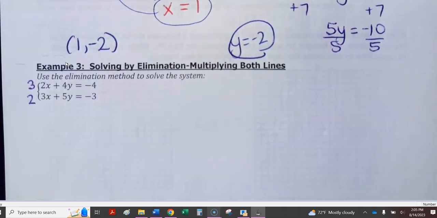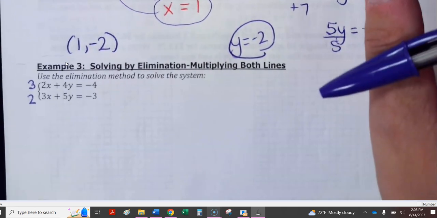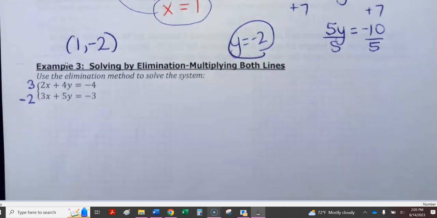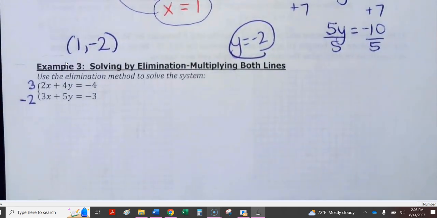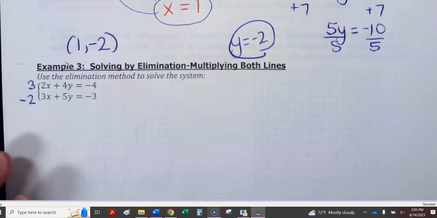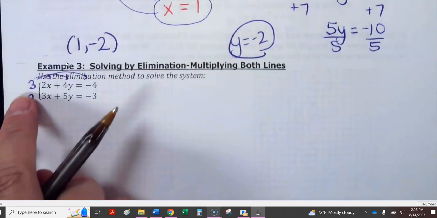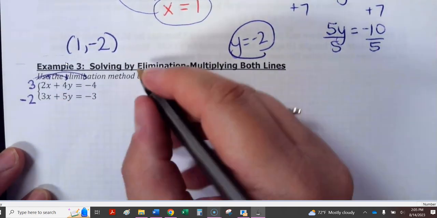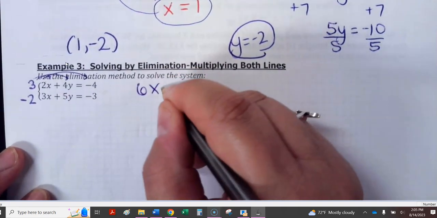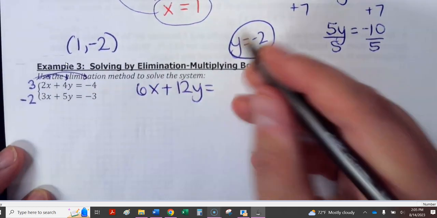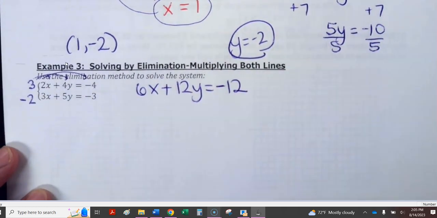Now, doesn't matter which one, but I want to create opposite coefficients, so one's positive, one's negative. I'm just going to run a negative with the 2. That way I'll have a positive 6 on the top and a negative 6 on the bottom. You just got to be real careful here because you're going to have to do a lot of multiplication. So everybody in the top row, I'm going to multiply by 3. So I got 6x plus 12y, and then 3 times negative 4 is negative 12.